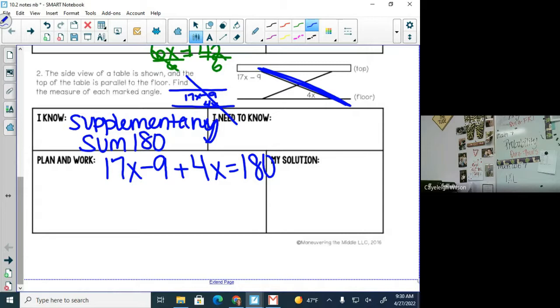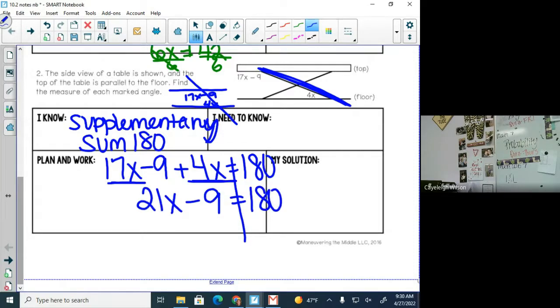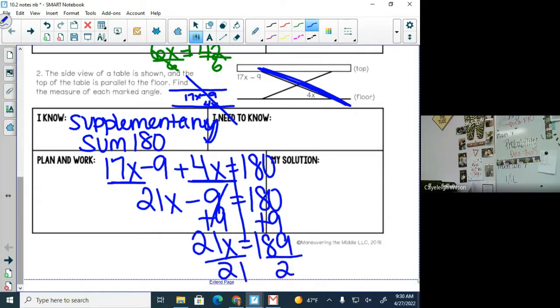All right, then once I know that they add together to be 180, then I just solve it. So I don't have any parentheses to distribute, but I do have some like terms that need to go together first. So 17x plus 4x, that's 21x minus 9 equals 180. And then it's just a 2-step from there. Get rid of the minus 9 by adding 9. So 21x equals 189. And then divide by 21.